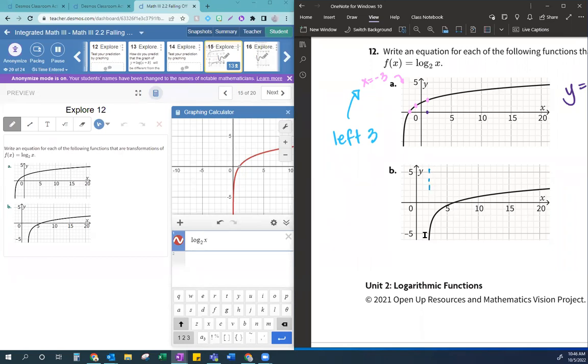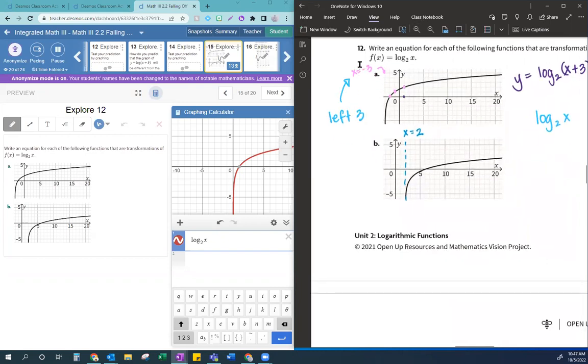Right? Okay, that's at x is equal to 2. So I already know that my function has shifted 2 to the right. So because it shifted 2 to the right, now I'm going to make this smaller so you can all see. If left 3 meant plus 3, when I build this equation, what is it going to say in the parentheses?